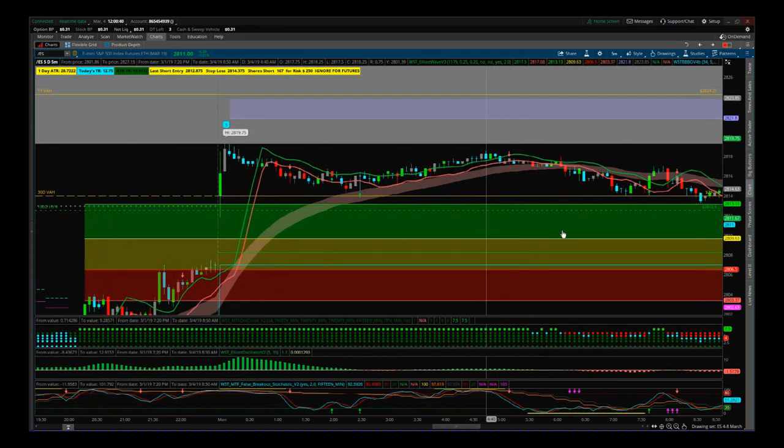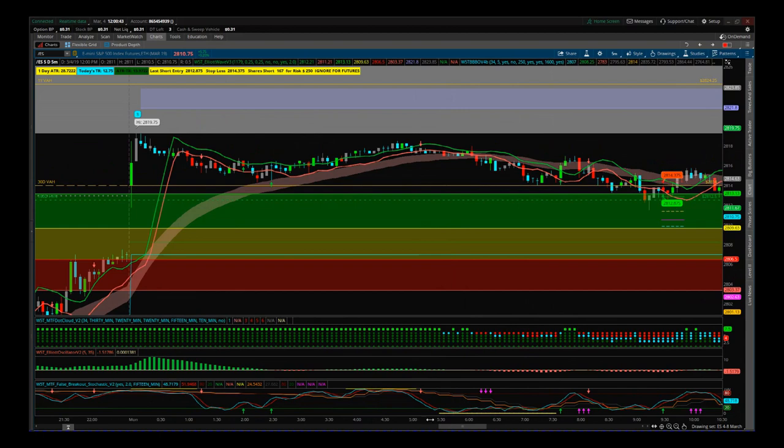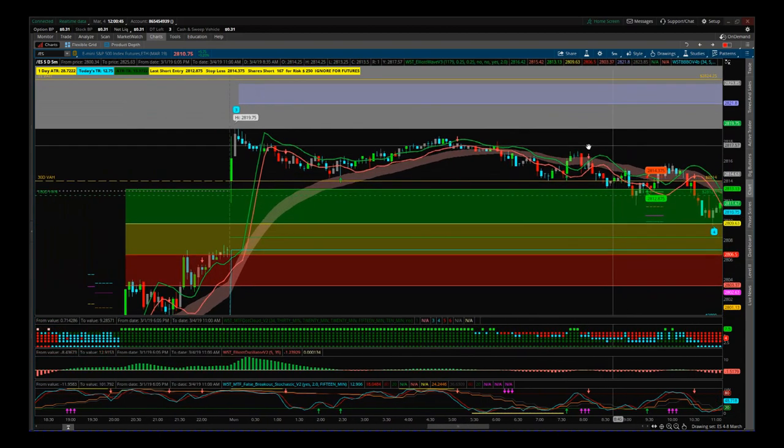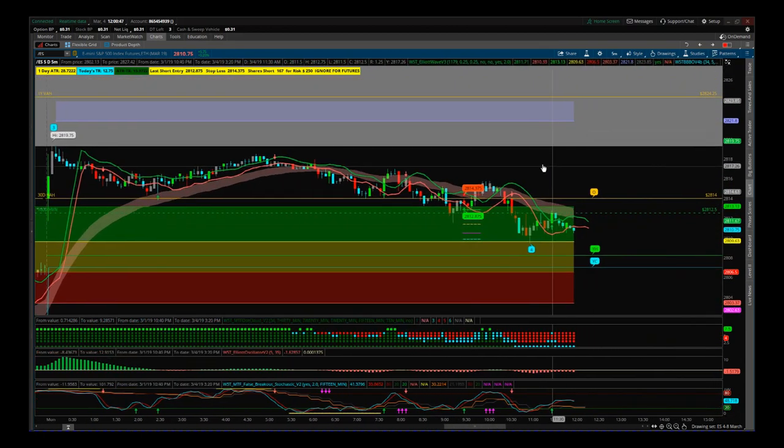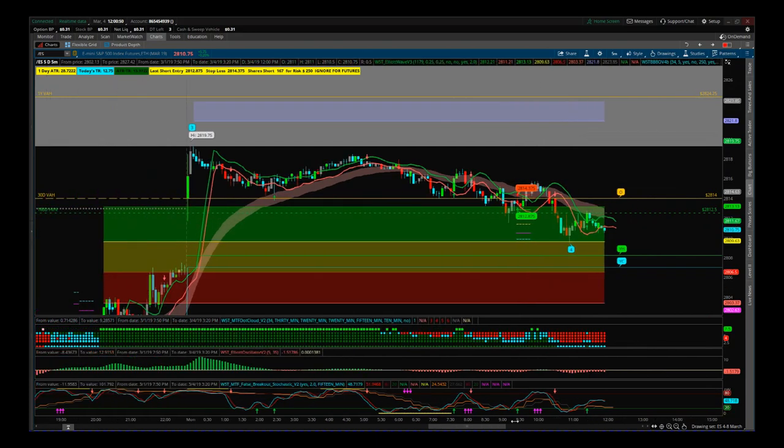And so obviously with this in mind, we will be looking for those breakouts to the downside or to the upside most likely today. But this is where we are with the wave count right now.